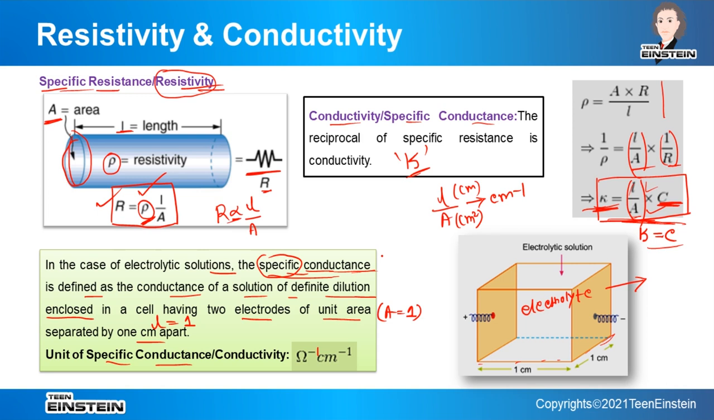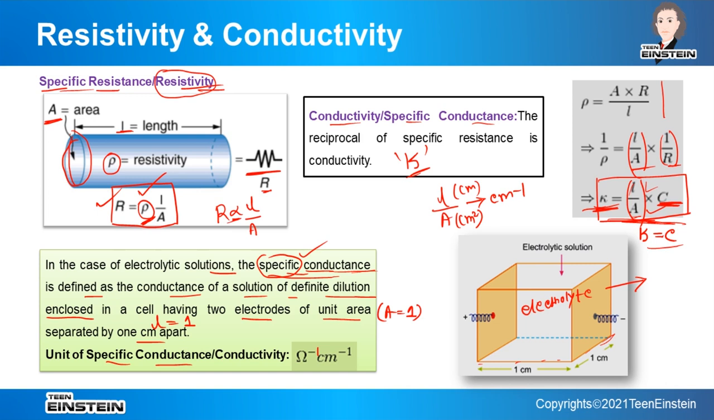So conductance is simply the capacity of flowing of electricity. But when we are saying specific, that means now we have restricted the volume in which the electrolyte is present. So that is why the name is specific. Okay, so this is a restricted volume, and whatever ions will be present in this restricted area, the corresponding conductance we will call specific conductance.